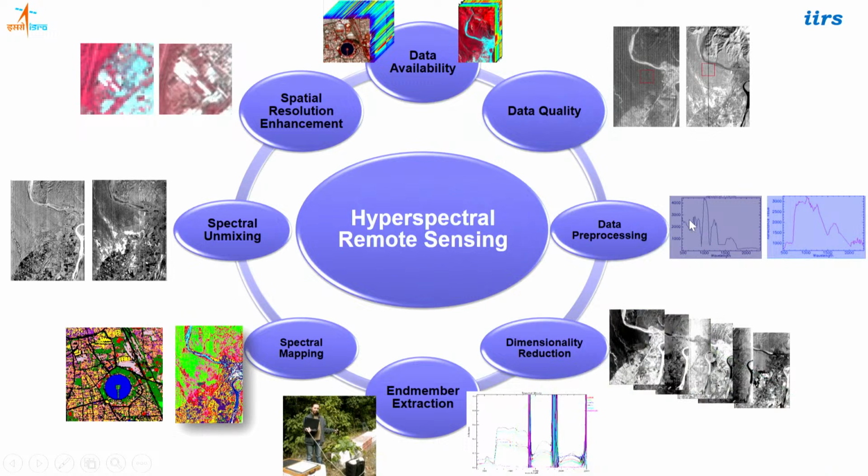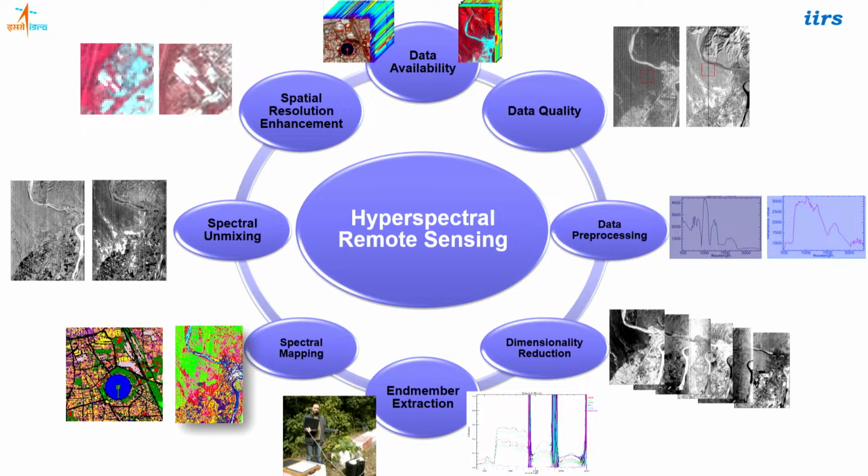Then after that, we need to do data dimensionality reduction, because when you have multiple data which are correlated with each other, then the redundant data you should discard. So for doing that, you require data dimensionality reduction. After that, for classification, we require training signature selection from the data. In this case, the training signature selection will be termed end member extraction.